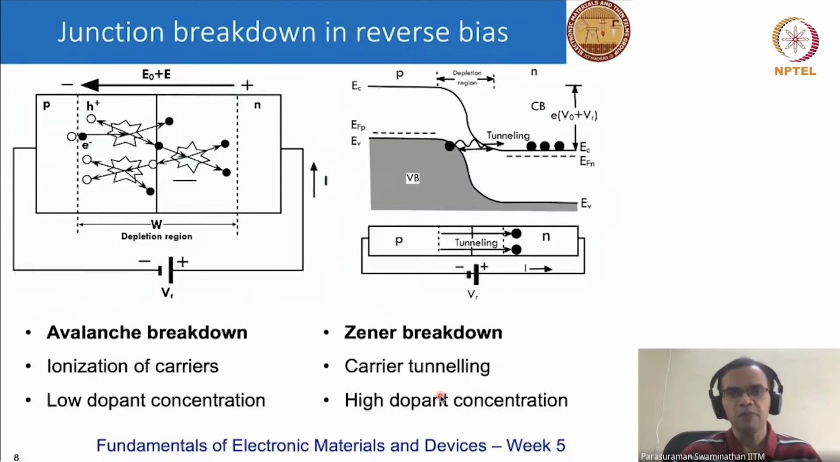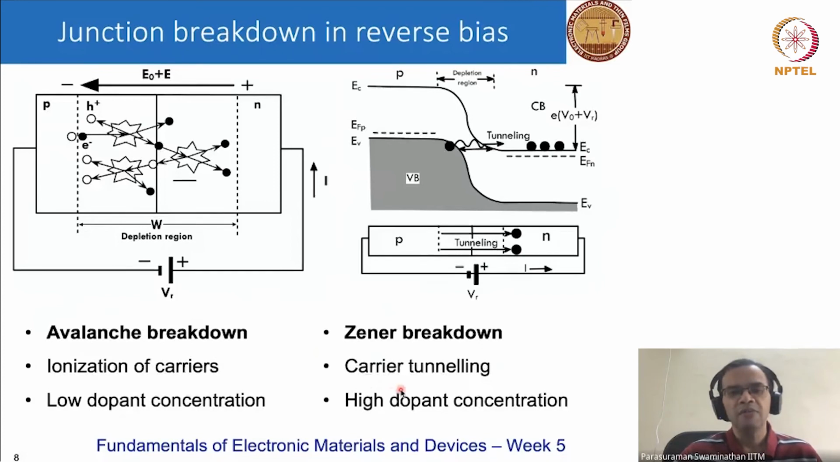There are two breakdown mechanisms that are operative. When we have low dopant concentration, we have what is called avalanche breakdown. This is because when the dopant concentration is lower, the depletion width is very large, and so the applied electric field causes the carriers to ionize. These ionized carriers, when they hit another atom, can release even more carriers. The carriers are either electrons or holes. So we have a large increase in current due to impact ionization. This is the mechanism in avalanche breakdown.